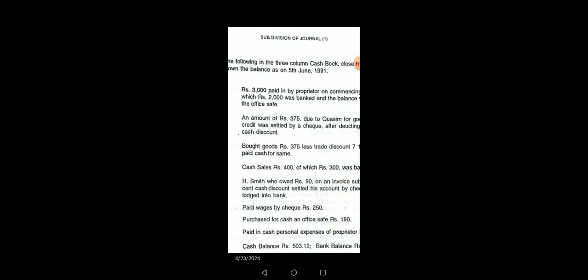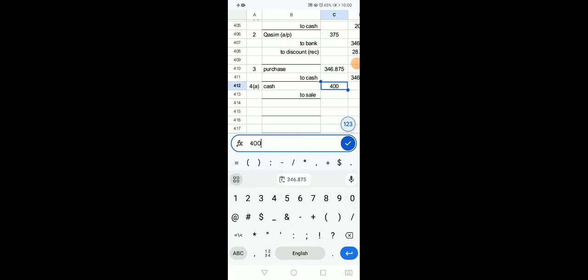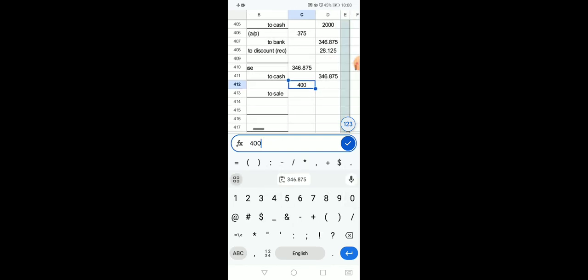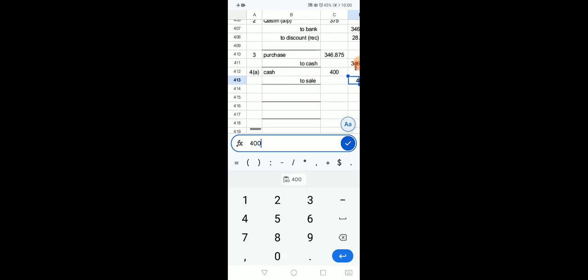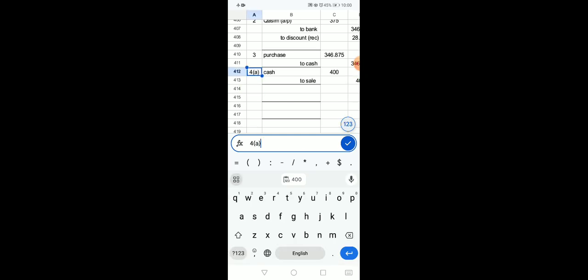Let's see how much was the amount. You have sold your commodities for 400, so write 400 on the debit side, and the same amount you will write on the credit side. The first half is completed, so you can further name it as 4a1. Now you will do the second part of this entry, and that entry would be 4a2.